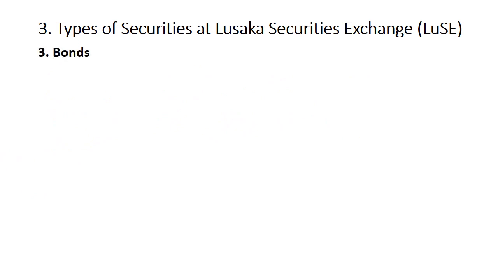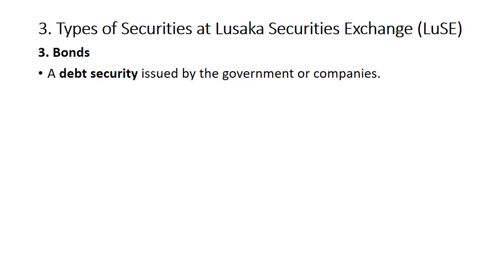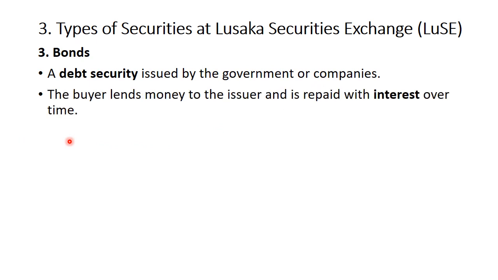The third is a bond, like government bonds. This is a debt security issued by the government or companies. The buyer lends money to the issuer and is repaid with interest over time. So for example, you can give money to the government, then with time, they are going to pay you with interest. That's a government bond, for example.